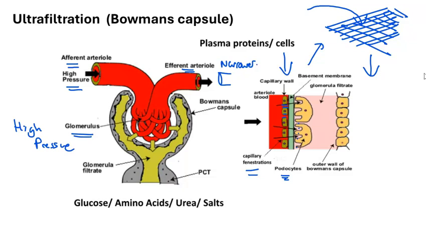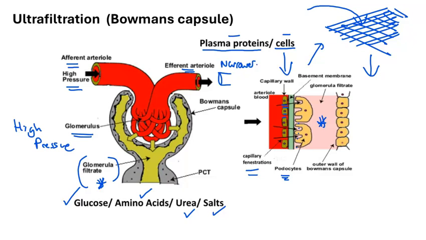What passes through is dissolved glucose, amino acids, urea, and salts, and this goes on to form the glomerular filtrate, which is here and here. What does not pass through into the filtrate and remains in the efferent arteriole are plasma proteins, large plasma proteins, and the cells, the red blood cells and the white blood cells. Indeed, if one finds plasma proteins or cells in the filtrate, this is indicative of a number of medical conditions.